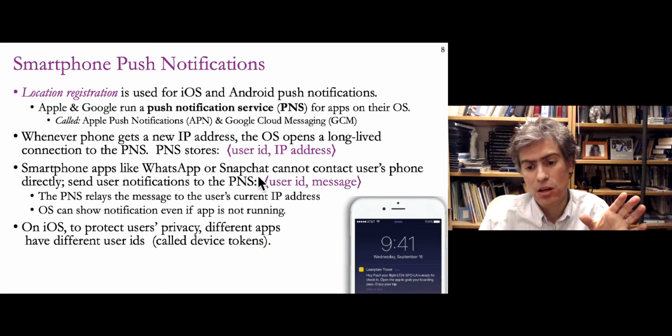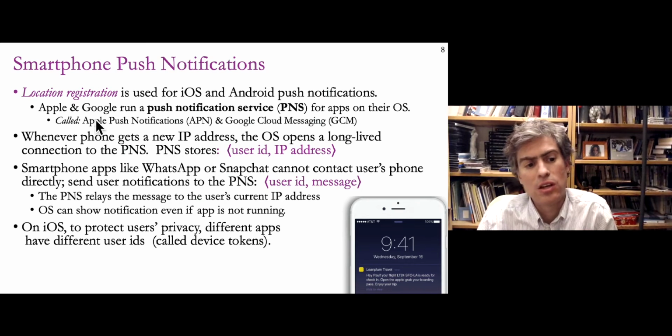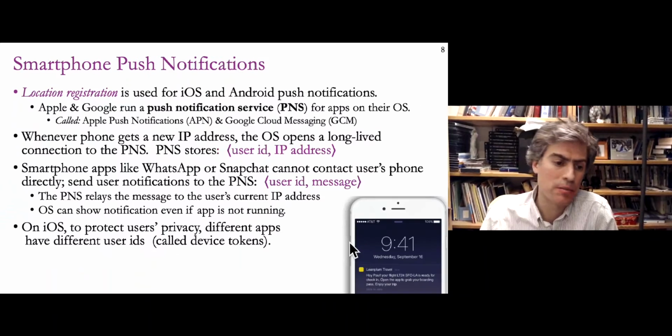Instead, they'll just have this long-lived user ID or device ID or app ID, depending on the terminology you use, and the message. So they'll send this to the central Apple or Google push notification service. That service will know where to deliver it to because the phone as it's moving around is keeping that new connection. It's making that connection every single time it moves to a new location. So the central notification service can make that delivery.